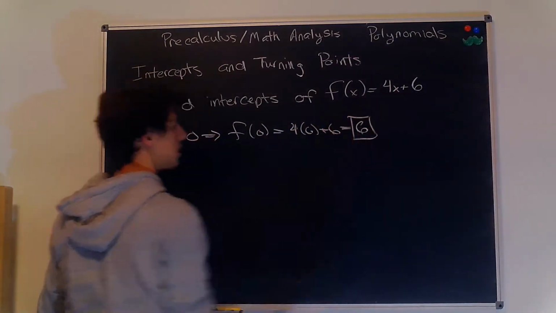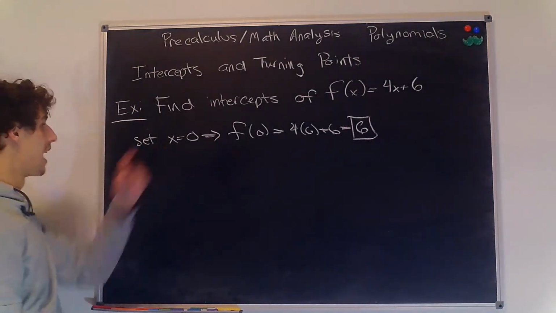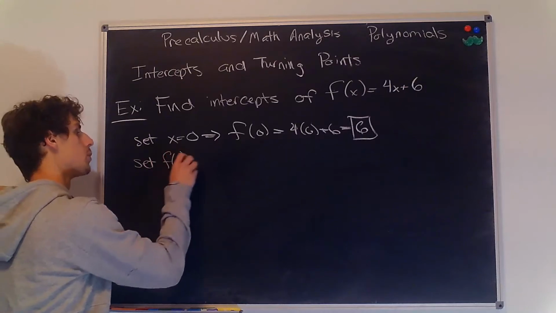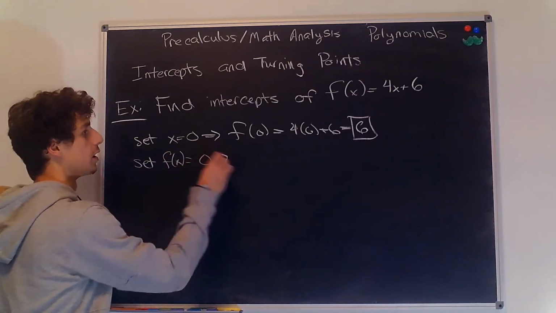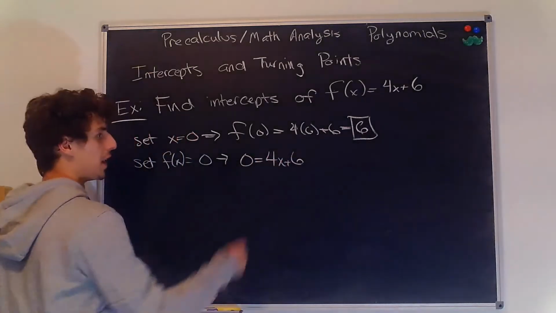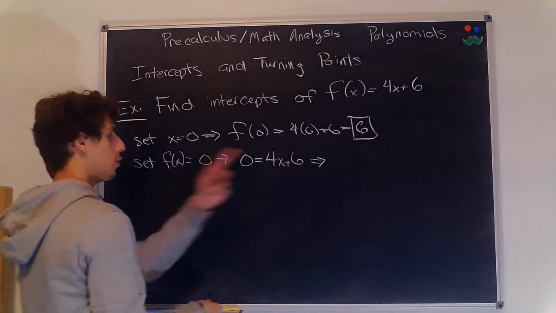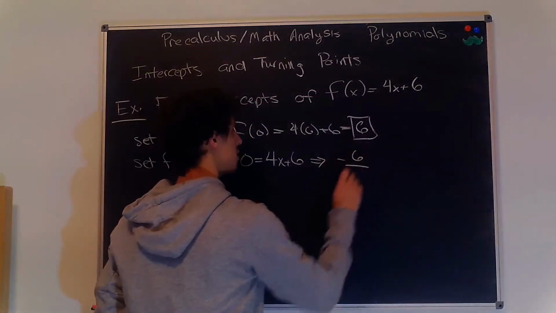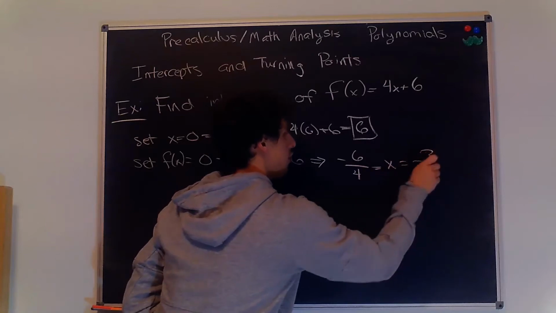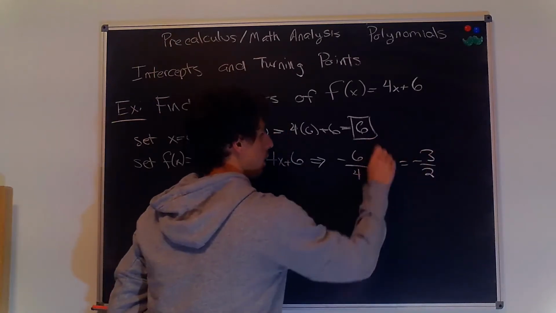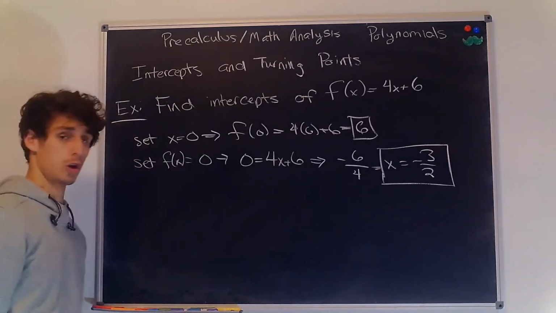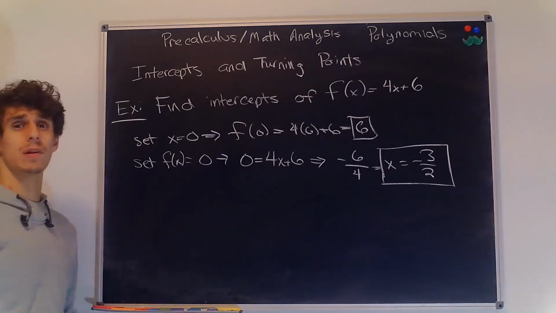So that's our y-intercept. And to find our x-intercept, we set f of x equal to 0 and solve from there. So that's going to give us 0 equals 4x plus 6. And then we want to solve for x. So we'll move 6 over and then divide by 4. That gives us negative 6 divided by 4, or negative 3 halves. That is our x-intercept, or our 0 of this 4x plus 6 function. Okay, let's move on to something maybe a little bit trickier.